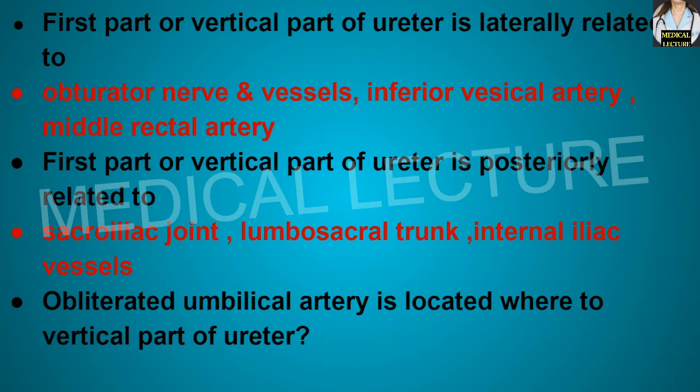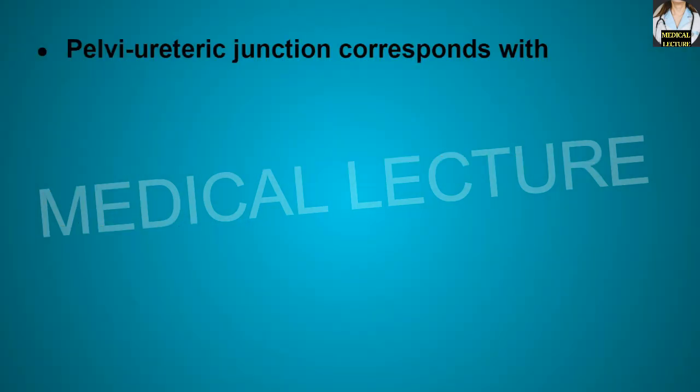Obliterated umbilical artery is located where, in relation to the vertical part of the ureter? Lateral. Pelviureteric junction corresponds with which pole of the kidney? With the lower pole of the kidney.